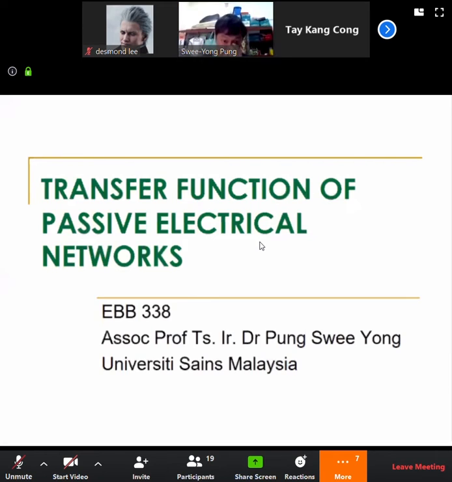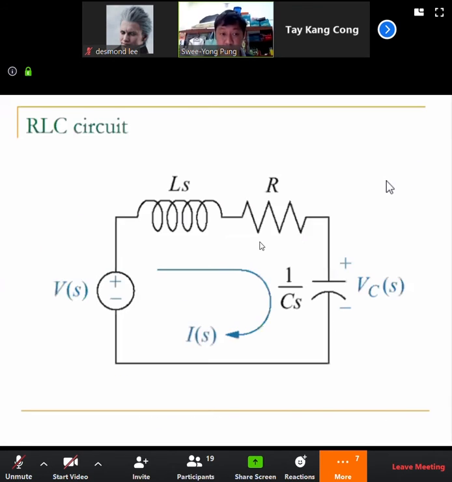Now let's proceed. In chapter 10, what we're going to discuss is to use transfer function to solve a problem related to passive electrical network. Okay. Now, the network we're going to solve is actually RLC circuit.